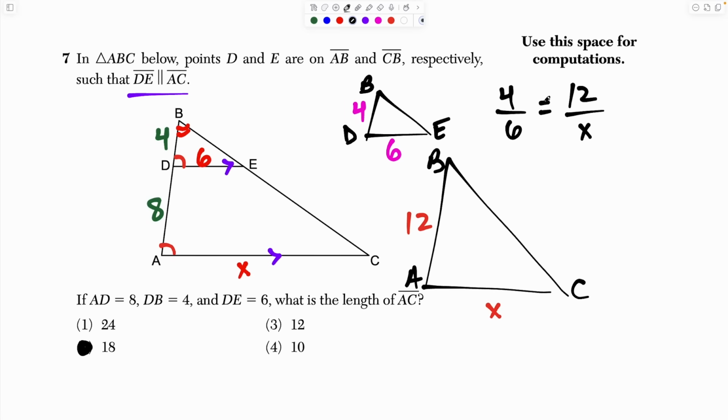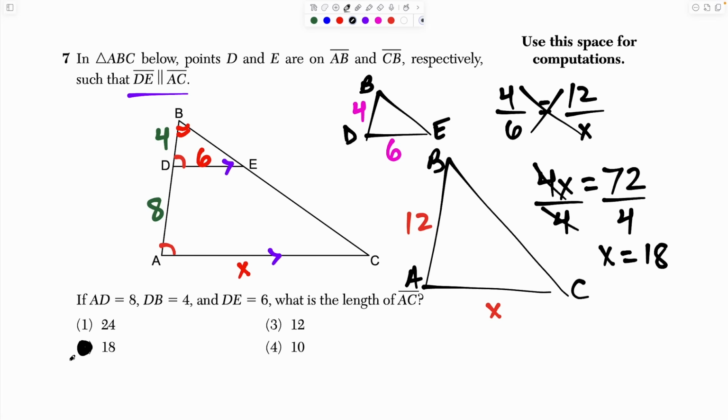I could also cross multiply. So I could say 4 times X equals 12 times 6. 4 times X is 4X. 12 times 6 is 72. And then I could just divide both sides by 4. And then if we do the division here, X is going to be equal to 18. Okay, so either way, we're going to be getting 18 down here.